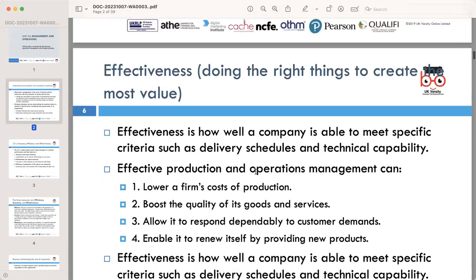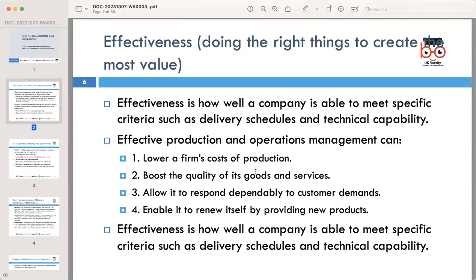Production and operations management can lower a firm's cost of production, boost the quality of its goods and services, allow it to respond dependably to customer demands, and enable it to renew itself by providing new products. Effectiveness is how well a company is able to meet its specific criteria, such as delivery schedules and technical capability.